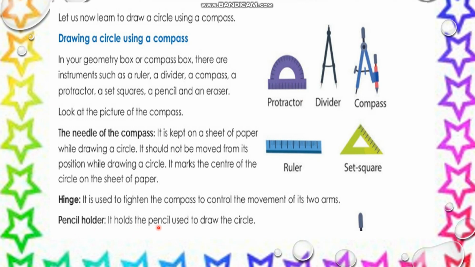It holds the pencil used to draw the circle. Okay, this is the pencil holder. This pencil holder helps to hold the pencil which is used to draw the circle. Got it, children? Okay, so now we have learned the things which are there in a geometry box, and then about the compass. Got it?